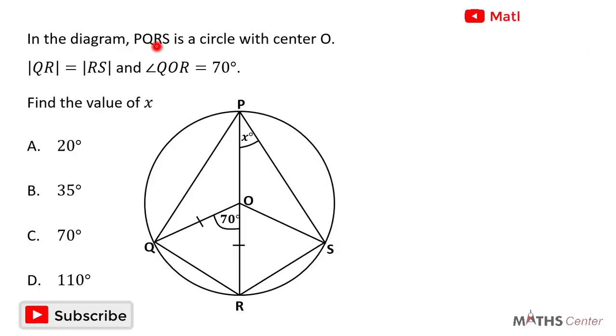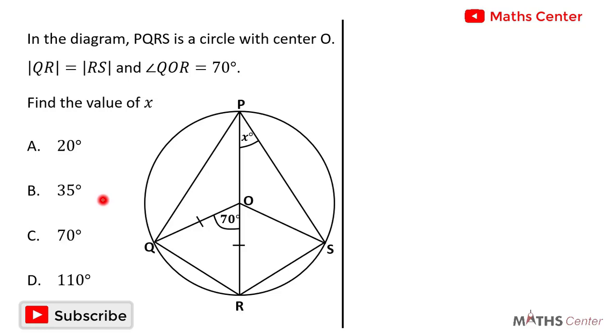In the diagram, PQRS is a circle with center O. The length of the line QR is equal to the length of the line RS, and angle QOR is 70 degrees. Find the value of X. This is a multiple choice question, and so you solve the question, and after that we will pick the correct option.